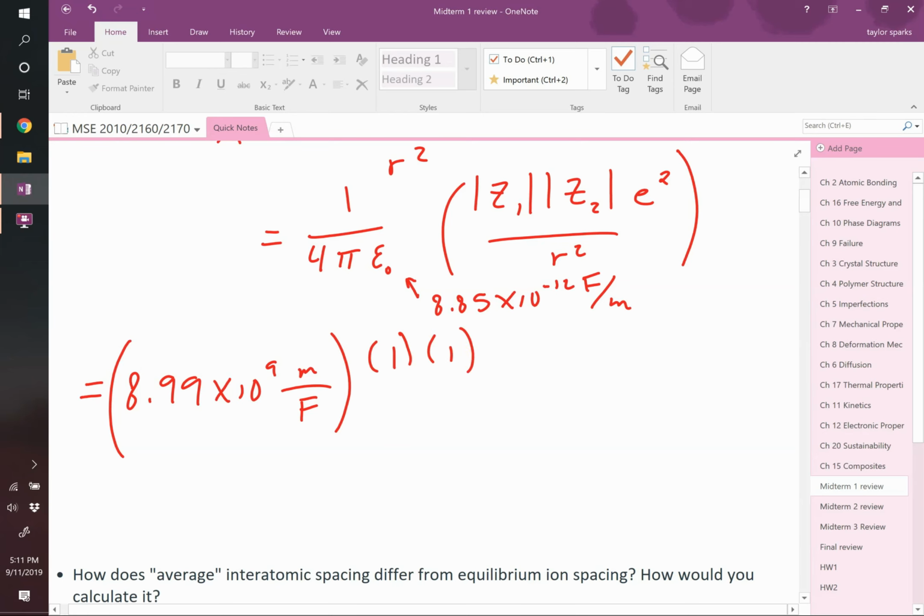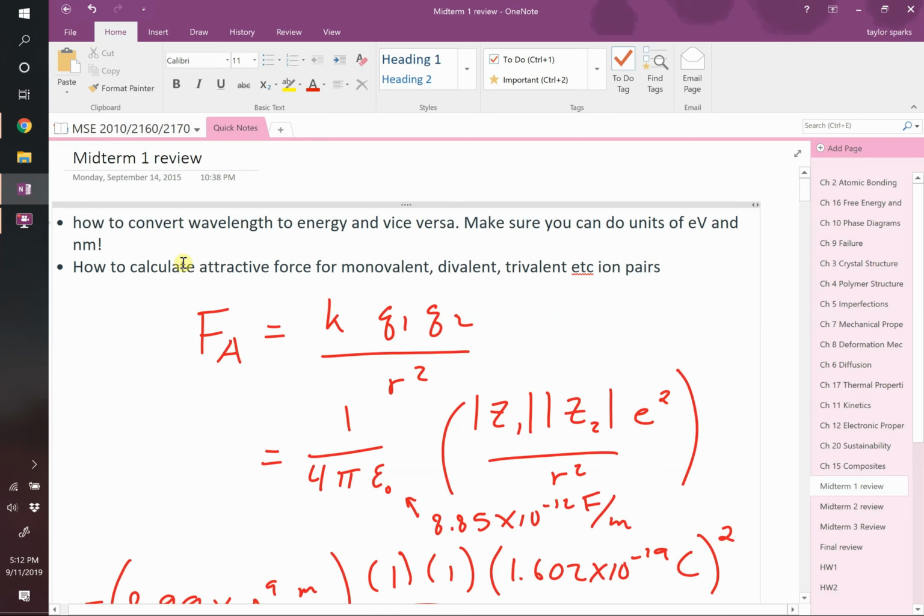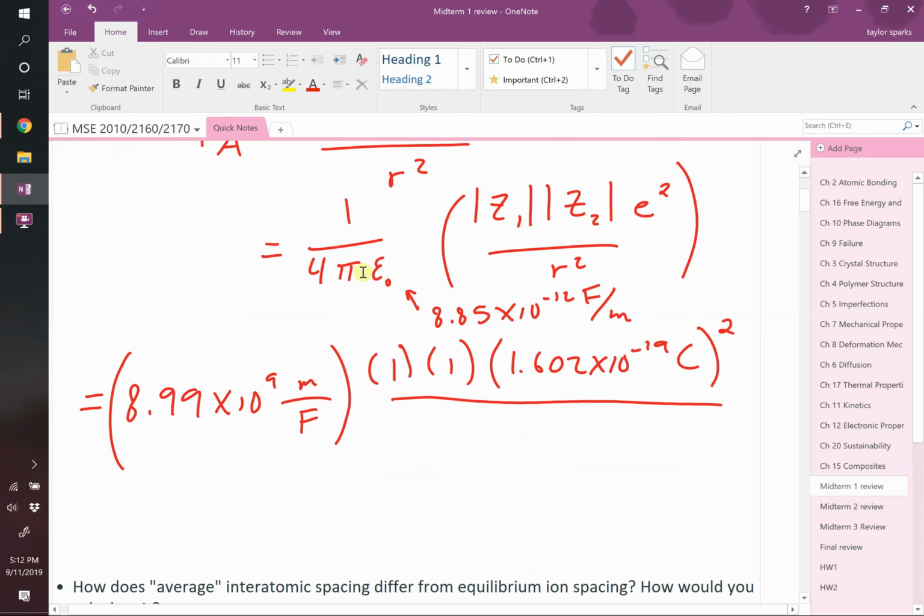What's the charge of an electron? And that's coulombs per mole, right? We square that, okay? We're going to divide this whole thing by some distance, right? So in order to calculate, when I say how do you calculate the attractive force, I'd have to give you a separation distance, right? Otherwise, all you could do is report it as a function of r squared, because we don't know what r squared is.